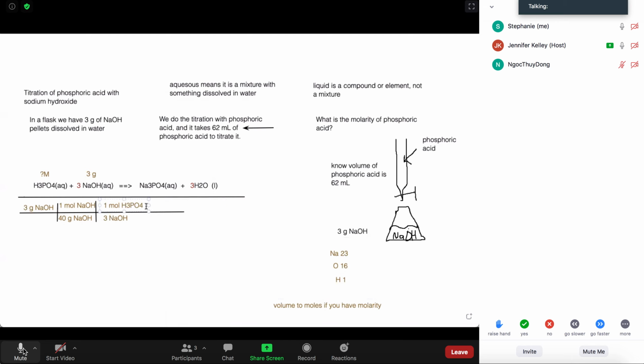All right. So then we put this in the calculator. So it's 3 times 1 times 1 divided by 120. And I don't know what that is off the top of my head. Do you have a calculator handy? Yeah, I got 0.025. Okay.